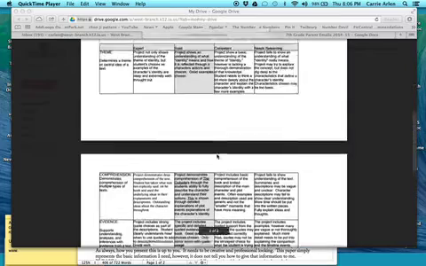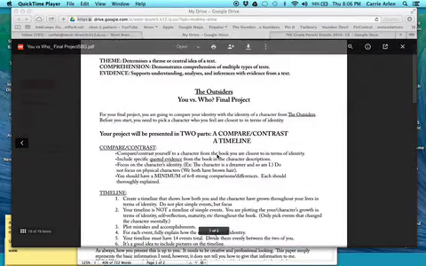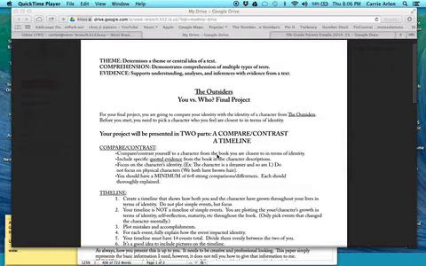You will see the rubric at the bottom of this document, and that's kind of the basics. So let me know if you have any questions, and that's it.